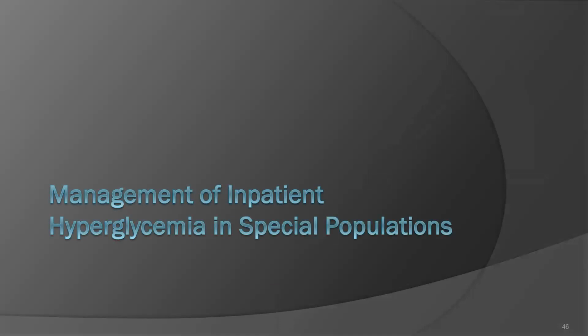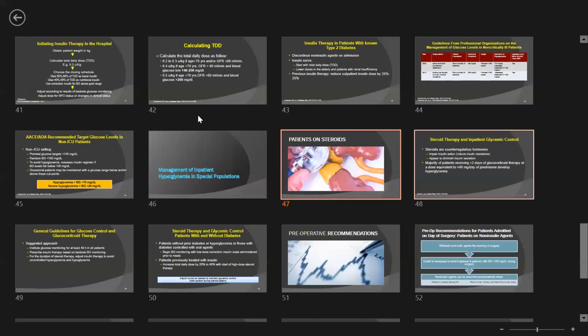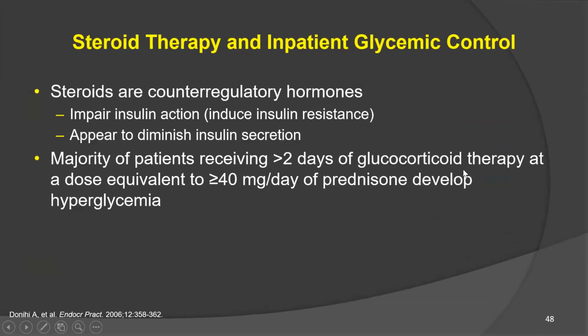Now, I think this is a very important topic without which the whole inpatient management of hyperglycemia would be incomplete. There are certain special populations in the hospitalized setup which you have to take care of. For example, patients on steroids, right? These are the adrenal glands here for you to have a look at, above the kidneys, and someone is trying to check them during the hospitalized setup.